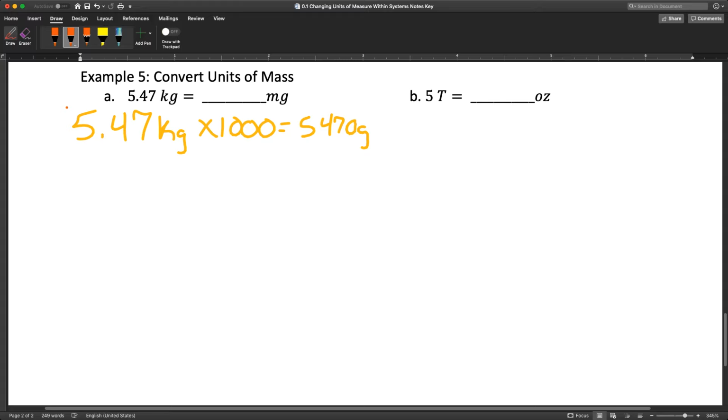Now that I have my answer in grams, I can now convert from grams to milligrams. Grams is larger, so again, I'm going to multiply. I'm going to take 5,470 grams, and I'm going to multiply that by 1,000, which will give me an answer of 5,470,000 milligrams.